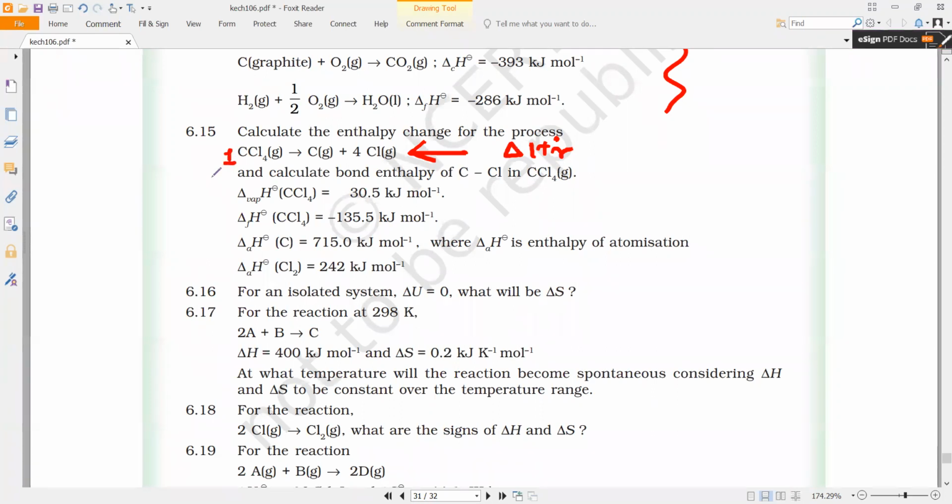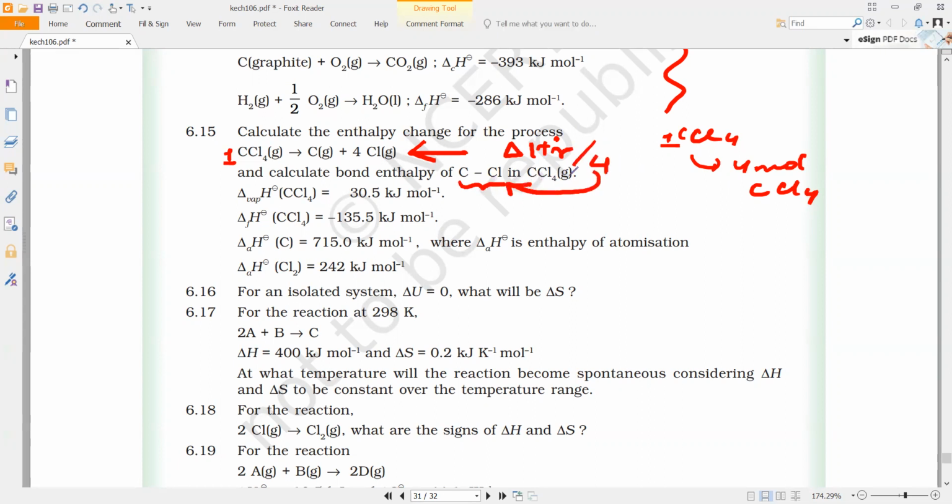That means we have 4 moles of C-Cl bond. Yes or no? If I have 1 mole of CCl4, then we will have 4 moles of C-Cl bonds. That means when we need to calculate the bond enthalpy of C-Cl, whatever the enthalpy of reaction is here, you divide that by 4, and that will be the bond enthalpy of C-Cl. This is what we mean by mean bond enthalpy.